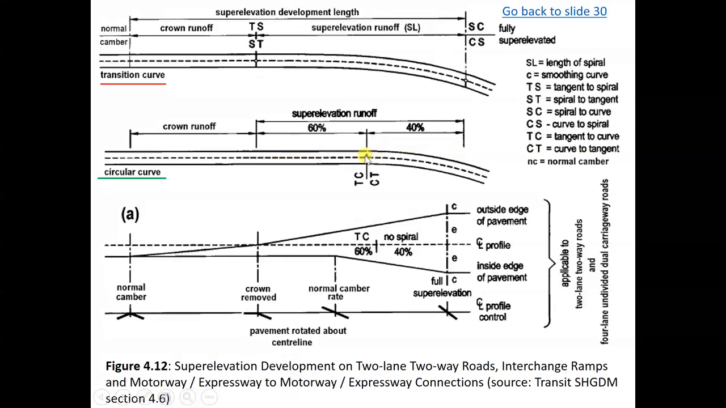We just know that it's 60% from the TC, and then 40% forward it will come to the point of full super elevation. But for the transition curve, it defines quite well at TS or ST, from the other side. So we know that straight away, at this point is represented the level from this.